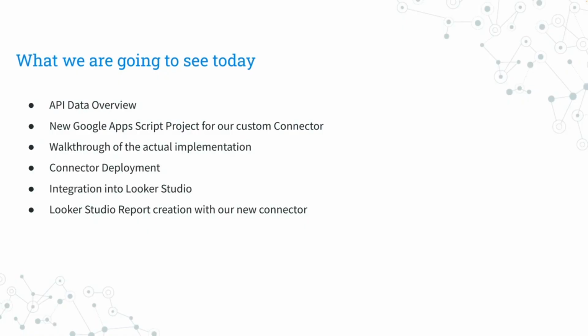Let's see what we're going to cover today. We're going to start with an overview of the API, then create a new Google Apps Script project for our custom connector, have a look at its main methods, and do a walkthrough of the actual implementation. As soon as we're done, we're going to deploy our connector, integrate it into Looker Studio, and create a report. At the end of the video, you will have a very good understanding of how to build your own connector and bring the data of any API into Looker Studio.